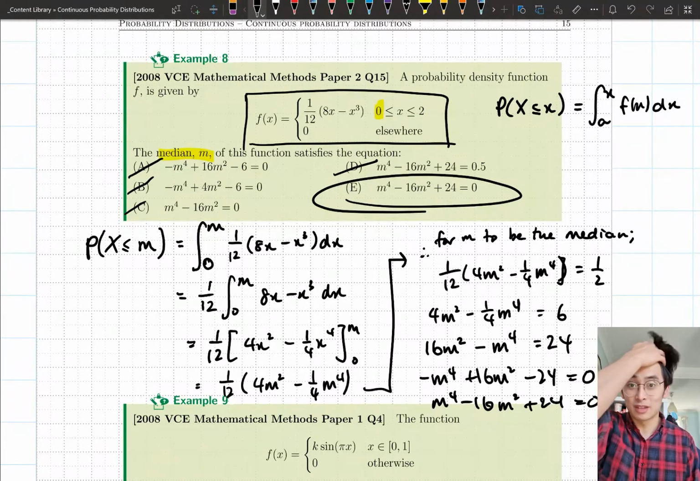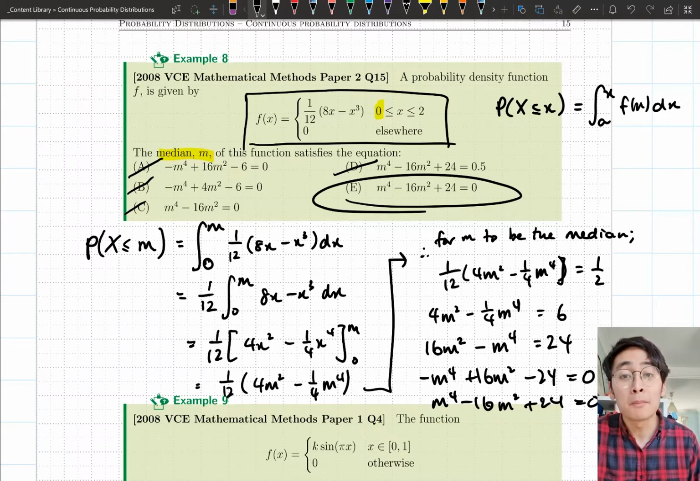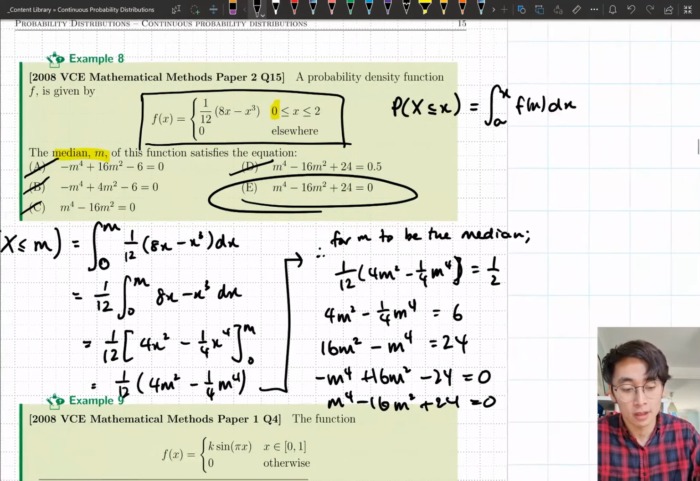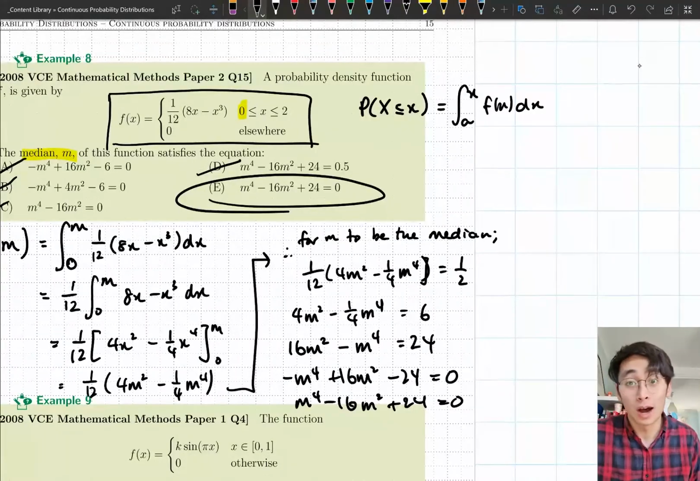Okay, so that's how we solve this question over here. If we want to find the median, we look at the cumulative distribution function. We just want to get half of our scores. Half our scores is just where we let our cumulative distribution function, this guy here, be equal to a half.